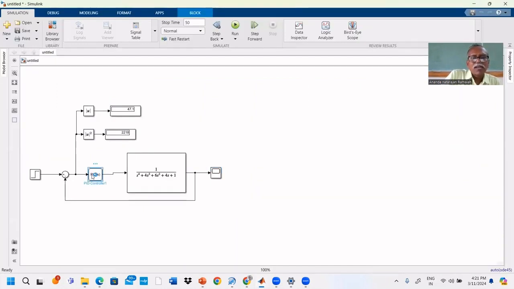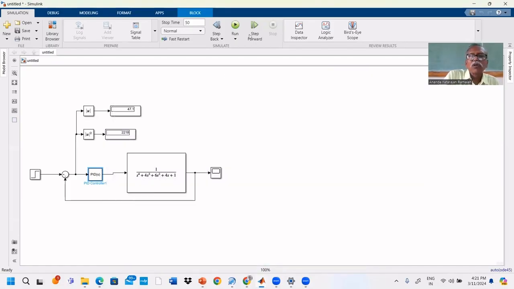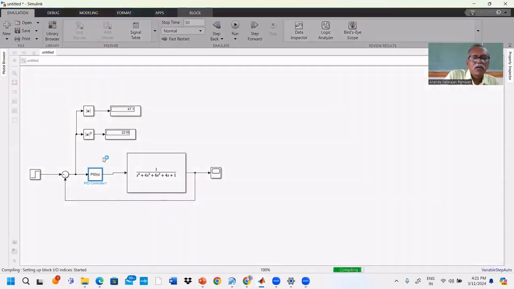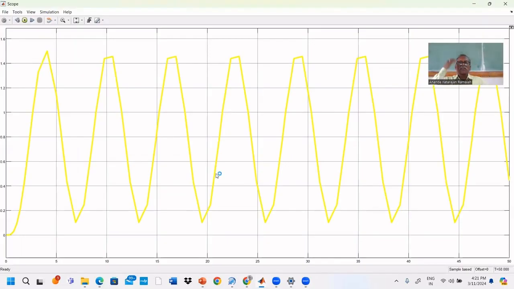If I give multiplied by 2, 4. Now, how much gain did I give? 4. See the response. Sustained oscillation. By using the Routh criterion, you can find the value. For that fourth order process, if you apply the Routh criterion, you will get K max equal to 4. So you got sustained oscillation for K max.